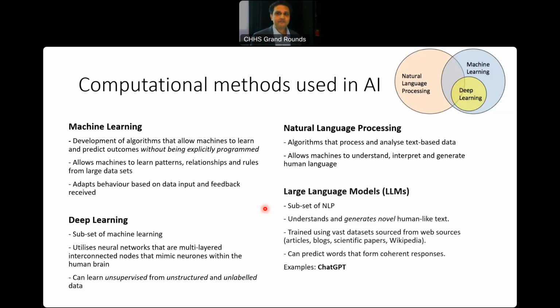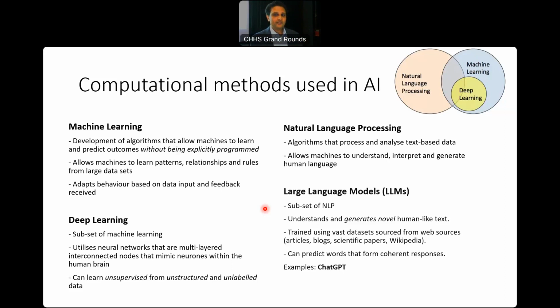A subset of natural language processing is this thing called large language models, of which ChatGPT is the most well-known version. So this is not only breaking down language as data and understanding the associations between letters and text and words, but it then generates novel text or language, okay, to make it coherent and understandable to humans.